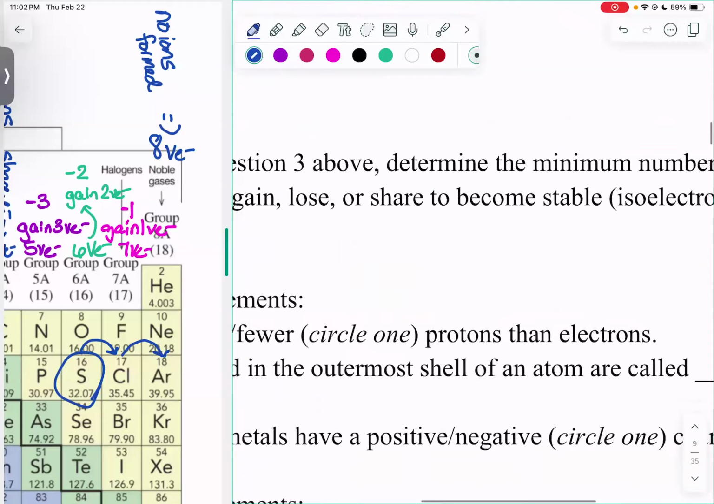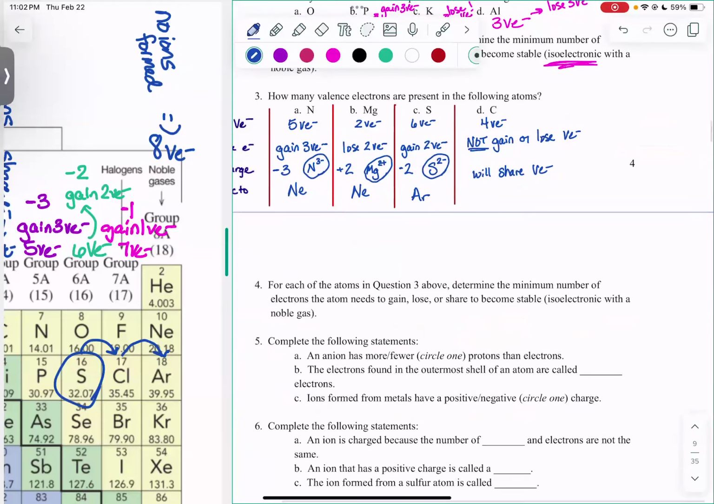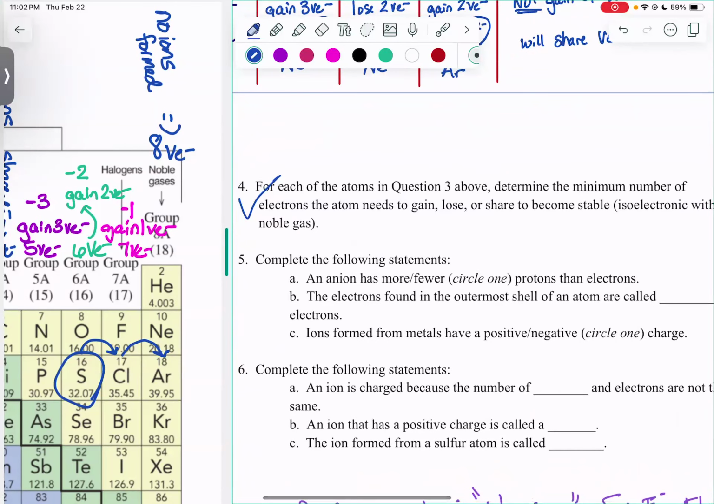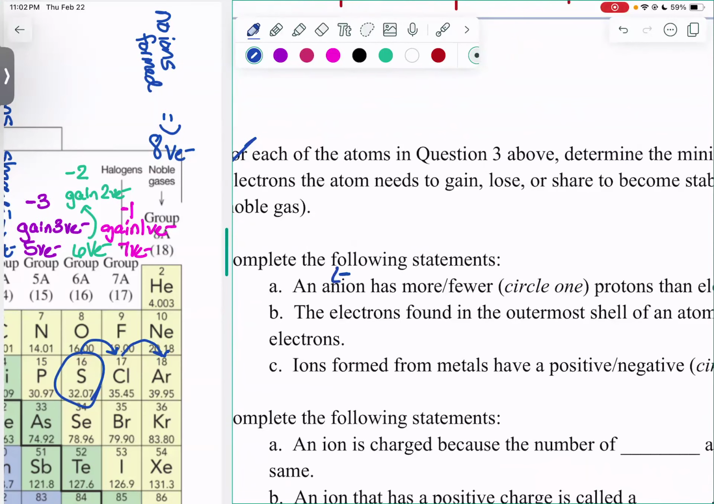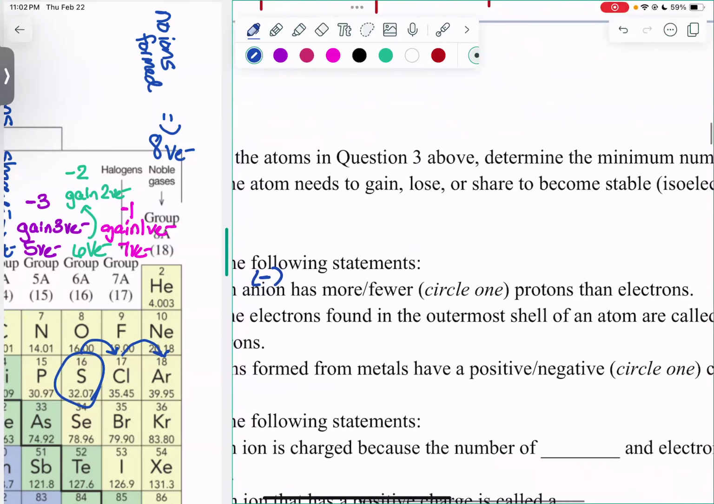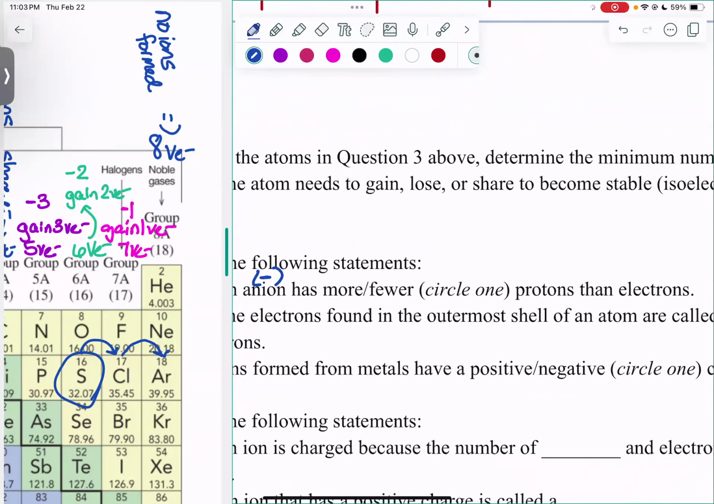All right. And we did 4 already. So complete the following statements. An anion, positive or negative? That would be negative. Does it have more or fewer protons than electrons? If something is negative, then it's going to have more electrons or fewer protons, right?